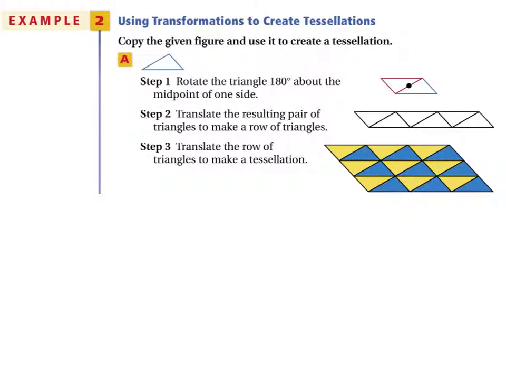In example 2, we're actually going to use transformations to create tessellations. So in A, you can see we have a triangle. If we take the triangle and rotate it 180 degrees about the midpoint of one side, look what I did. I rotate about the midpoint. Now I translate this exact figure to the right, and I make a row of triangles. Then I can translate the entire row, and I have made a tessellation.